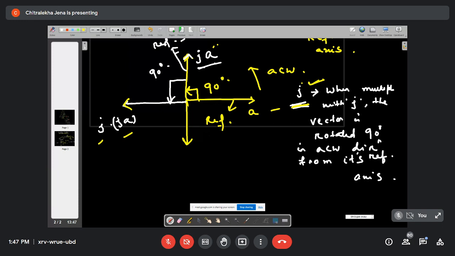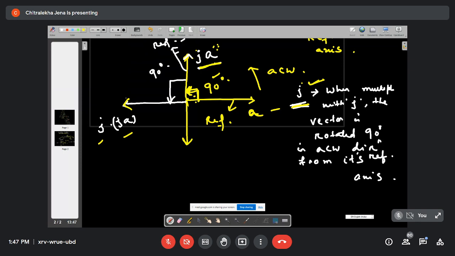I have my vector A. How much do I have to multiply? I have to multiply j with this vector, because this is rotated how much? 90 degrees from its original axis. Now clear to all of you? j into A.